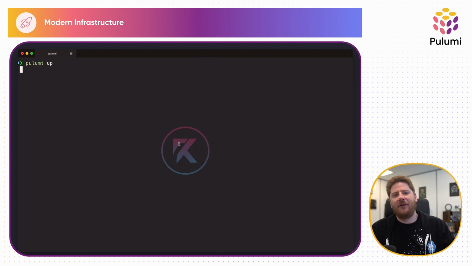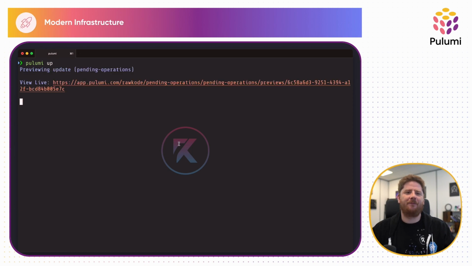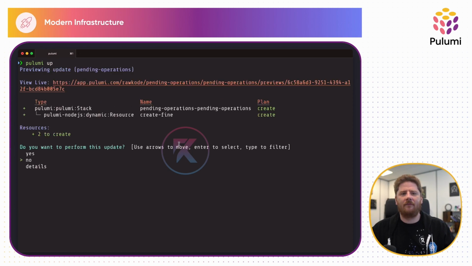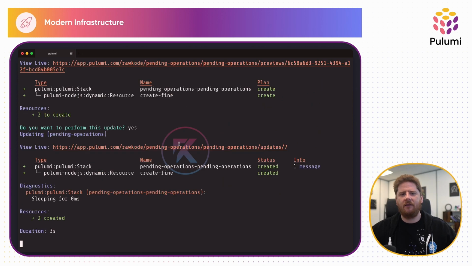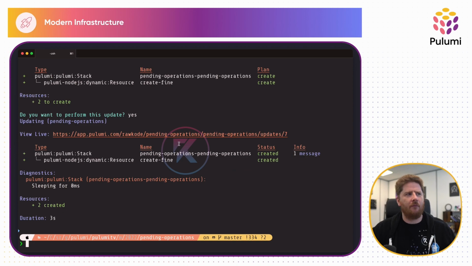The first thing I'm going to do is run Pulumi up. This is going to create a random resource, essentially. It's a dynamic provider that I'll show you in just a moment. And what's going to work just fine here is this entire create process. We do have some output that tells us that the create process slept for 0 milliseconds, and that's very intentional. So everything here looks good.